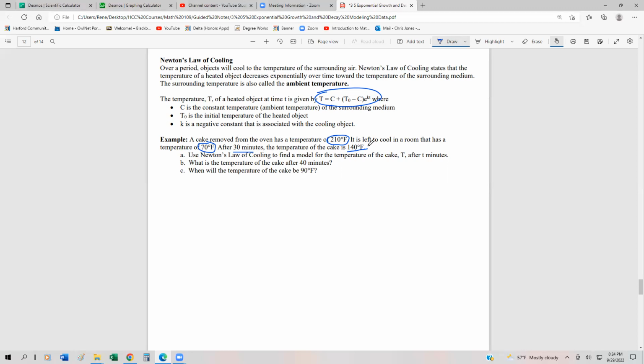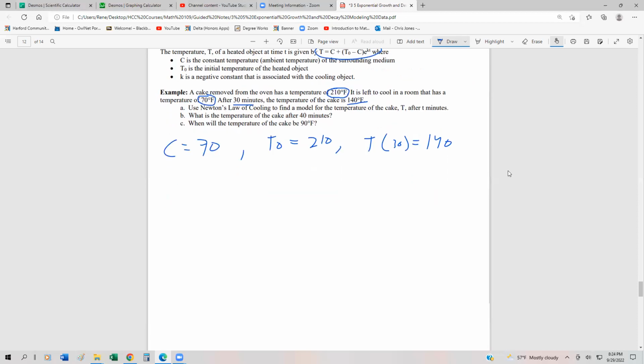Then we could try to find the temperature after 40 minutes and then try to find the temperature when it'll be 90 degrees. So like we said, C, which is going to be the constant temperature, is going to be 70 degrees. T sub zero is going to be 210. And we also know that T at 30 is going to be equal to 140. Okay, so these are all like the initial conditions or the initial values that were given for this.